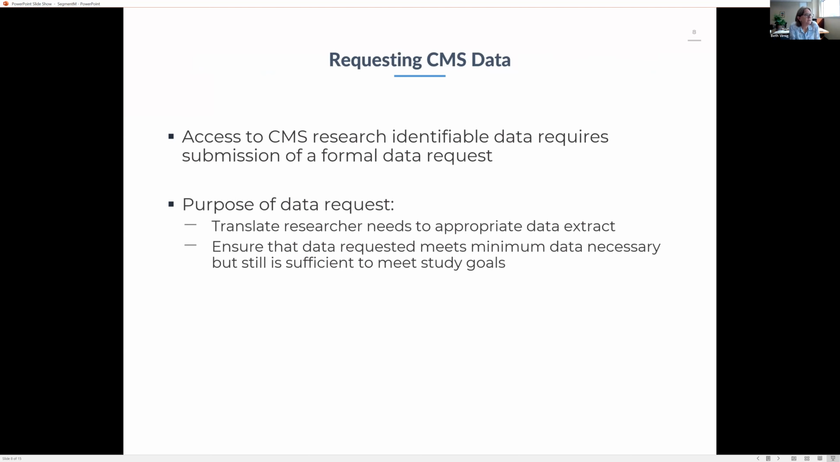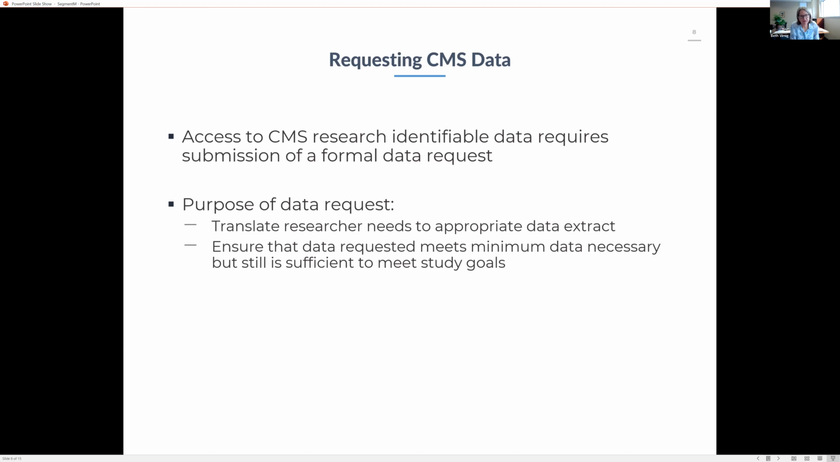So when you request CMS data, you're going to have to submit a formal data request. The purpose of the data request is to do a couple of things. Part of the request is to get permission from CMS to ensure that the data meet the minimum data necessary, but can meet study goals, that the study goals are consistent with CMS policy. And the other piece of it is to translate what you need into a data request. So you're simultaneously meeting a couple of different audiences.